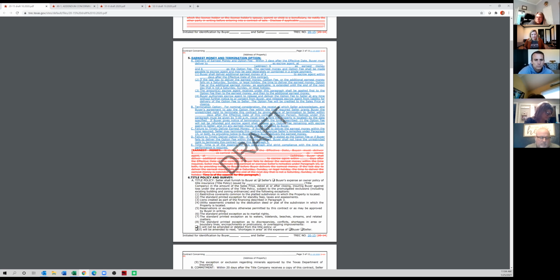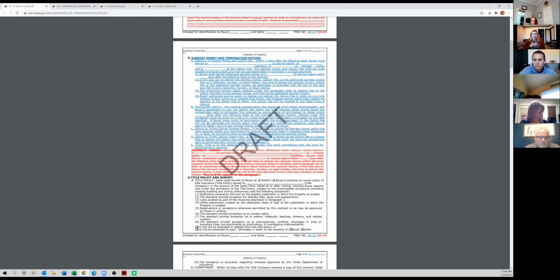All right, paragraph 6. I'm not going to go into a lot of detail. Paragraph 6 is title policy and survey. We're still seeing the option of whether the seller or buyer's expense for the title policy, and then it has down where you list the actual title company that's going to close the house. Then 6A8, the standard printed exception as to discrepancies, conflicts, shortages in area, or boundary lines, encroachments, or protrusions, or overlapping improvements either will not be amended or deleted from the title policy, or will be amended to read shortages in area at expense of blank.